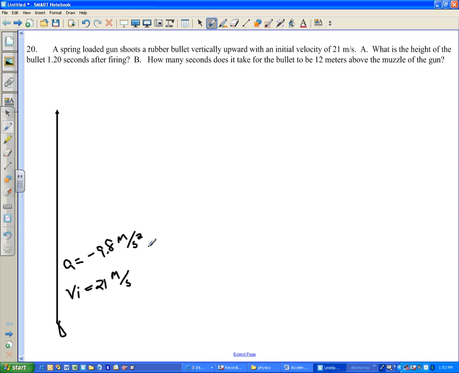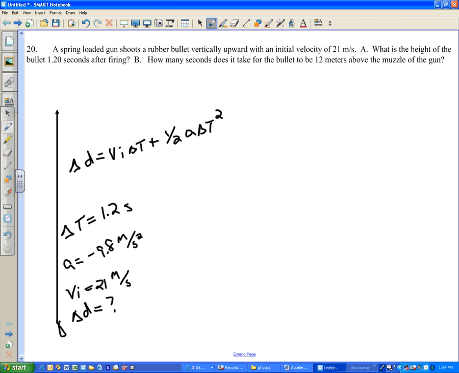The question is, what is the height the bullet reaches 1.2 seconds after firing? So we also have a time period in which we have a time of 1.2 seconds. And so we have these pieces of information, and ultimately we're looking for change in distance. So let's find an equation that'll work for us. And I believe we have something that says delta D equals VI delta T plus 1/2 A delta T squared.